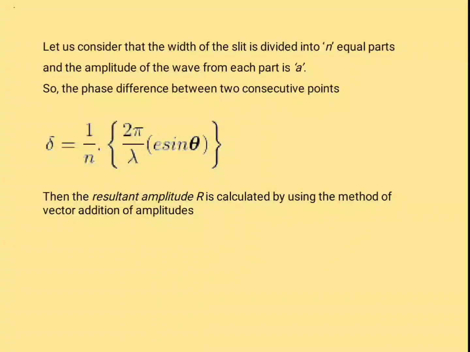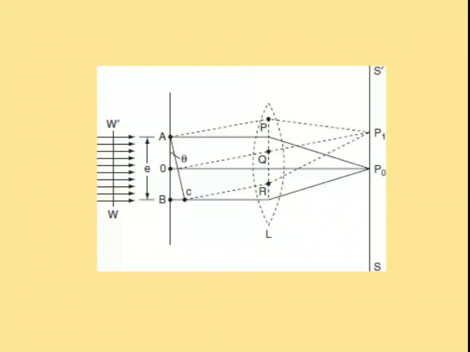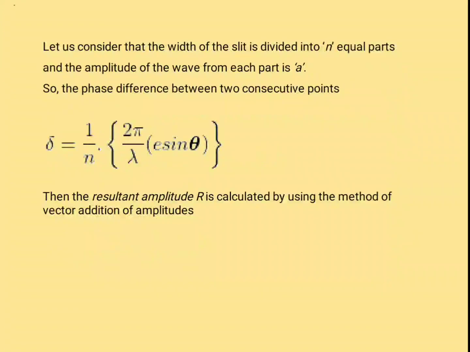Now once again we will observe the figure. This is the slit AB. Now this slit is split into n equal parts, and each part emits a wave having amplitude A. Now what is the phase difference between two consecutive points?